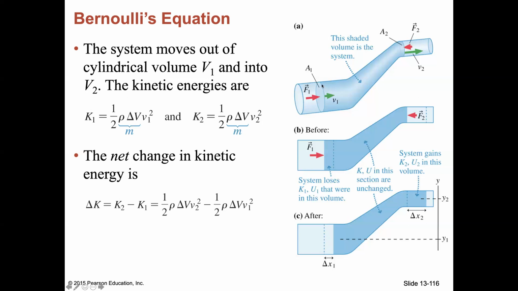So suppose one fluid element is at the wider part, and we define its velocity as v1, and another fluid element at the other end has a velocity of v2. Then we can use those two equations to describe their kinetic energies. The net change in kinetic energy is K2 subtracted by K1, of course.